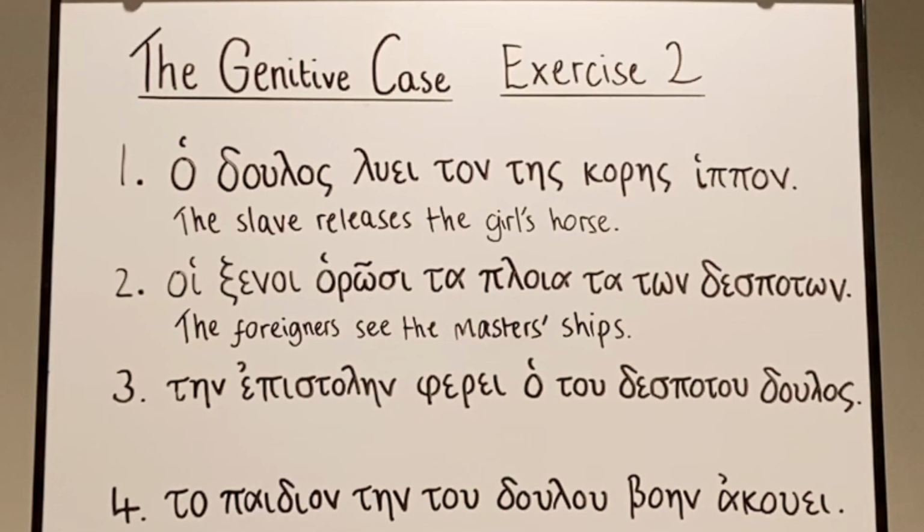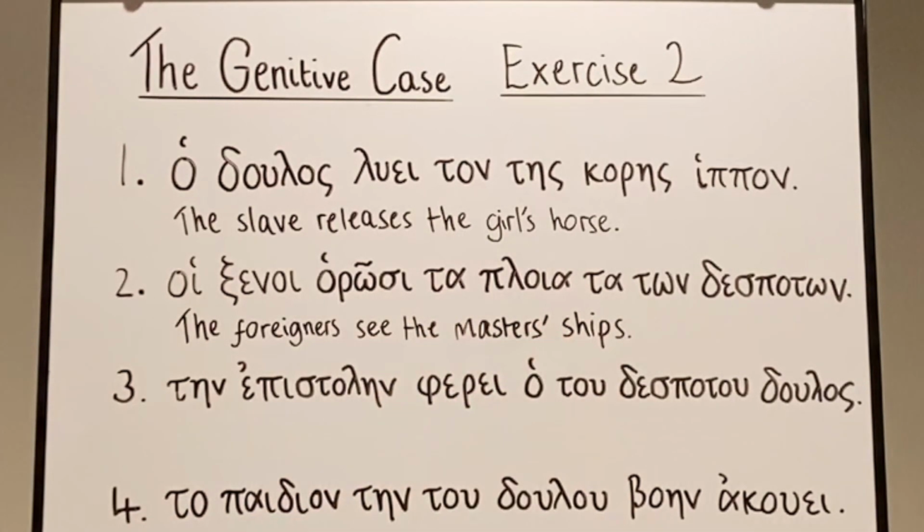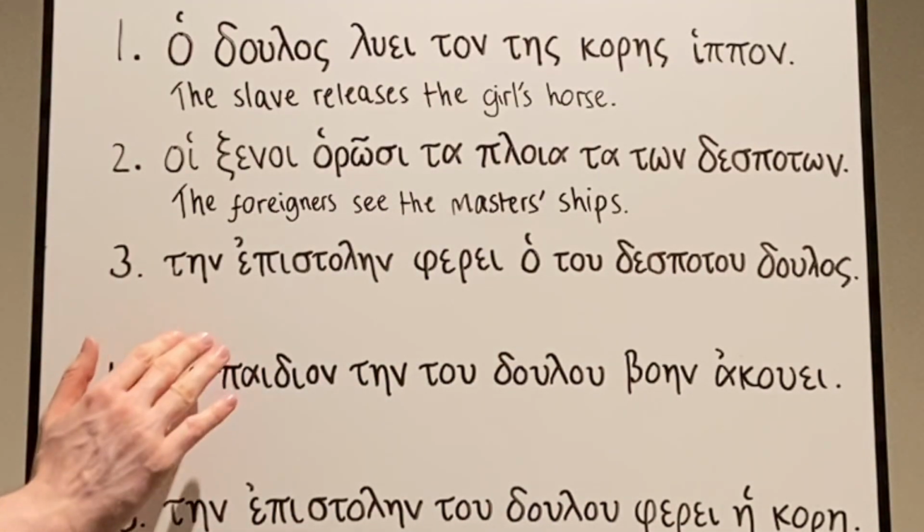Now, it wouldn't be wrong if you left it as the ships of the masters, and in fact, in some contexts, using the word of might sound equally nice to using apostrophe s or s apostrophe, as the case may be. And this might be one such instance. I think the ships of the masters doesn't sound that bad. However, ideally, in most cases, you want to use apostrophe s or s apostrophe. Okay, let's do the third one.